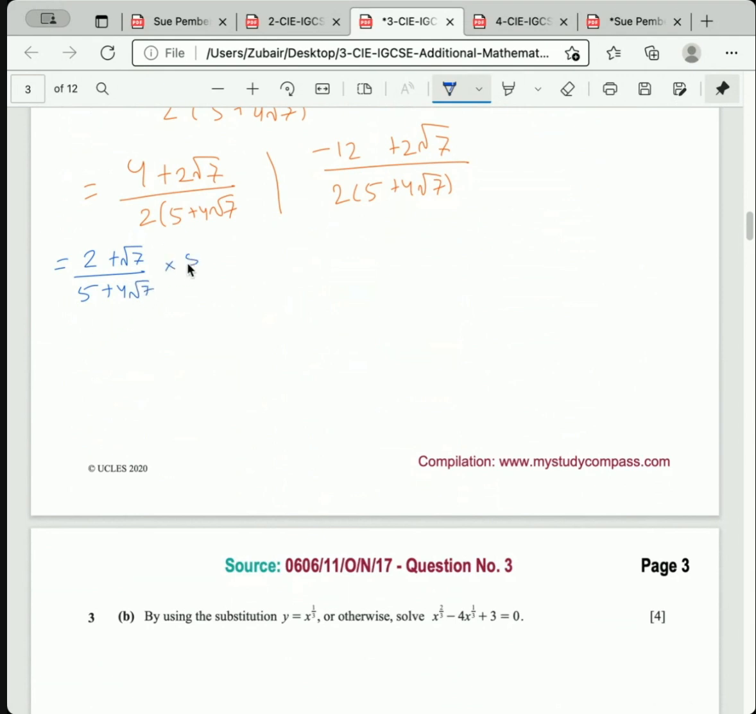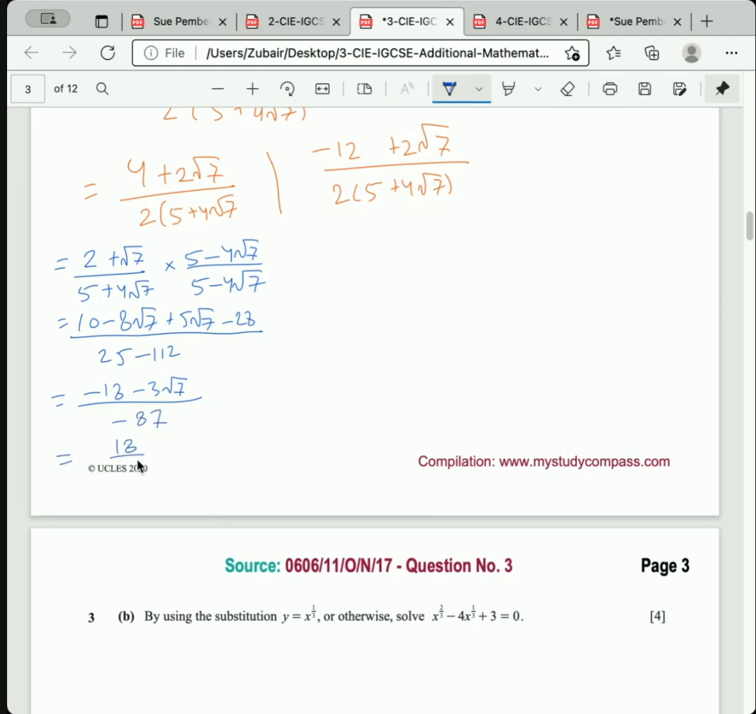And I'm going for rationalizing. Multiply by 5 minus 4 square root 7 over 5 minus 4 square root 7. 2 5s are 10, minus 8 root 7, plus 5 root 7, minus 4 into 7 is 28. Over a plus b into a minus b is a square minus b square. 16 into 7 is 112. Numerator 10 minus 28 is minus 18, minus 3 root 7, divided by 25 minus 112 which is negative 87.